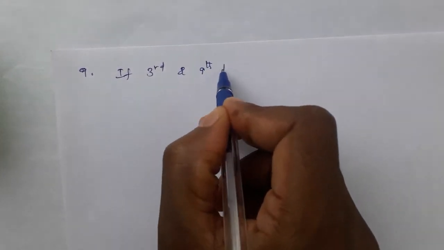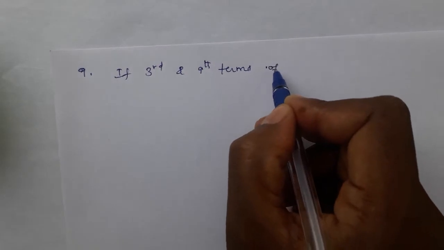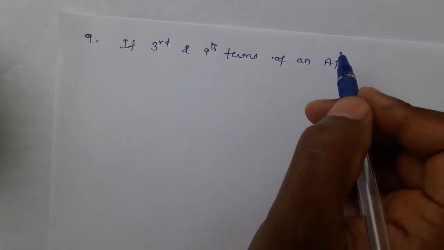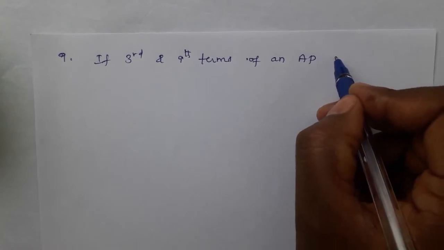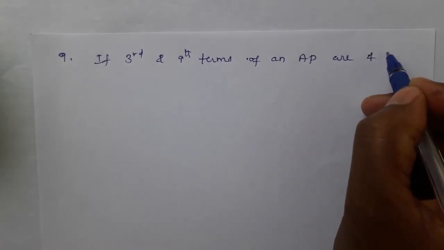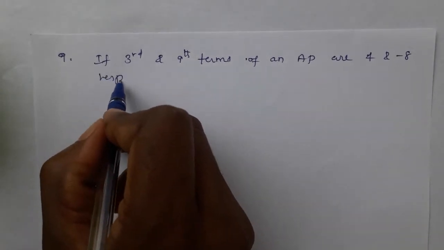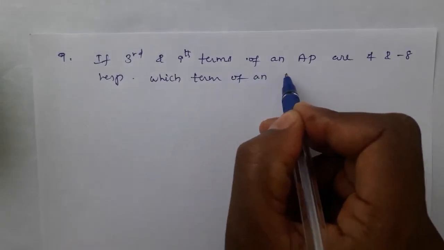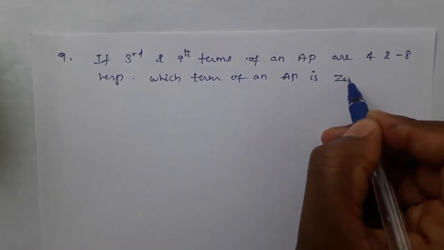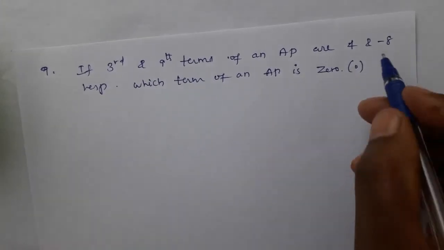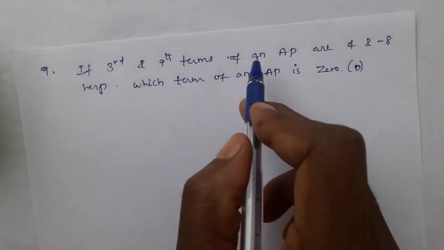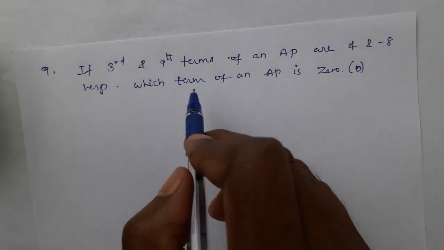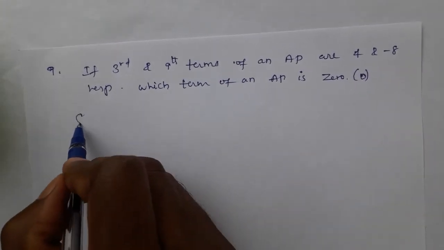This is the ninth one from the textbook. If third and ninth terms of an AP are 4 and minus 8 respectively, which term of an AP is 0? Question is, if third and ninth terms of an AP are 4 and minus 8 respectively, which term of an AP is 0? So we'll start the solution by the given.